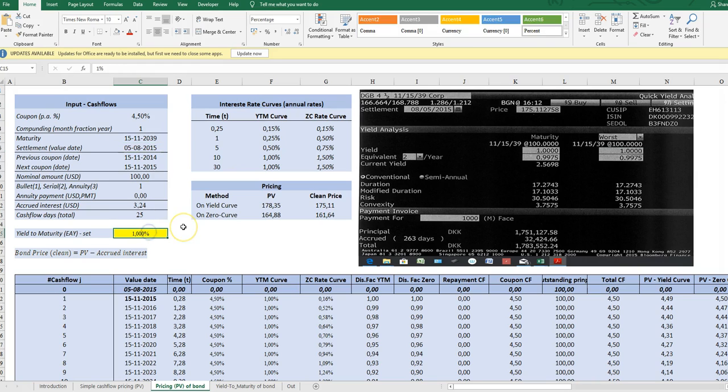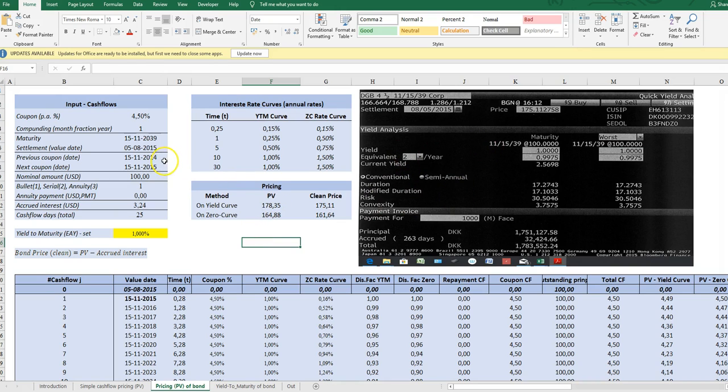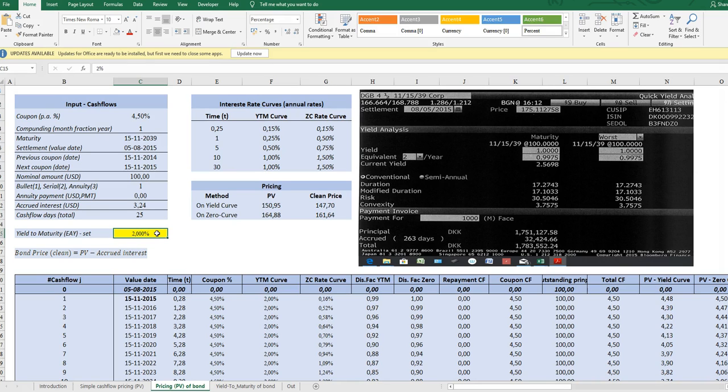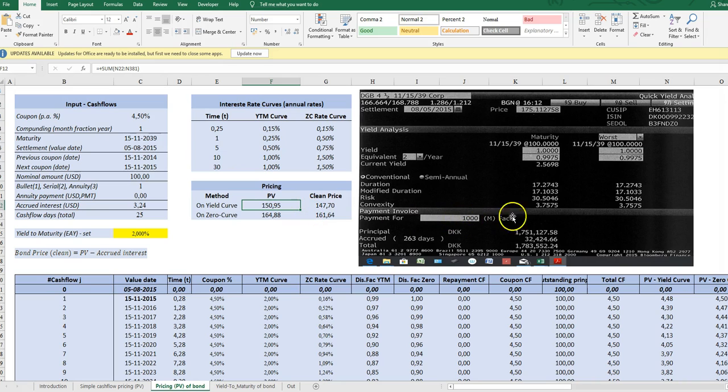And the reason why I just took this bond is because I have a print from Bloomberg pricing exactly this kind of bond. So now I'll try to price this with a 2% yield, and I see right here that the present value is 150.95, which is not the present value of the bond, which is 178.